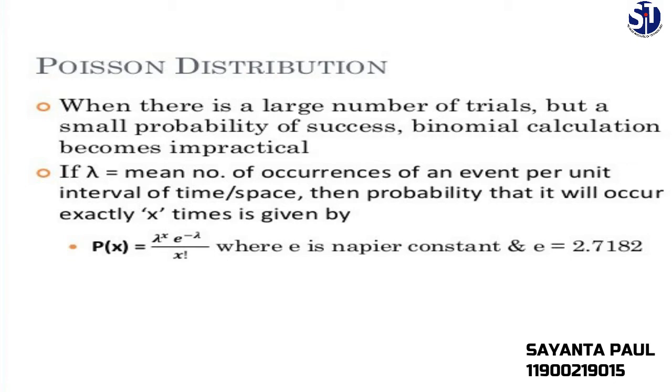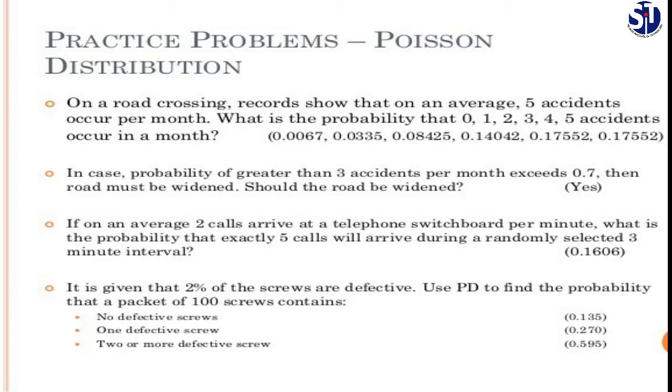Poisson distribution. When there is a large number of trials but a small probability of success, binomial calculation becomes impractical. If lambda is equal to the mean number of occurrences of an event per unit interval of time or space, then the probability that it will occur exactly x times is given by p of x, which is equal to lambda to the power x into e to the power minus lambda by x factorial, where e is the Napier constant and the value of e is 2.7182.